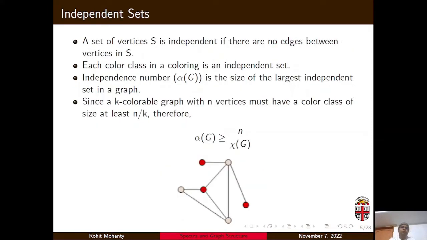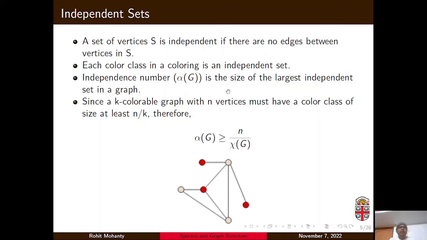Now we move on to describe another problem, which is the problem of independent sets. A set of vertices S is independent if there are no edges between the vertices in S. So this essentially means that we want to find a set of vertices such that there is no edge between any of the vertices in the set.